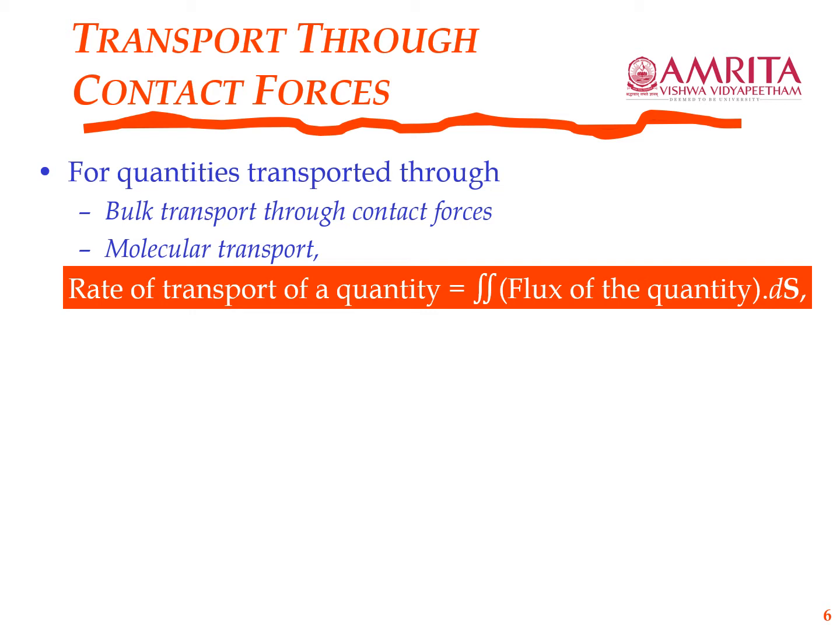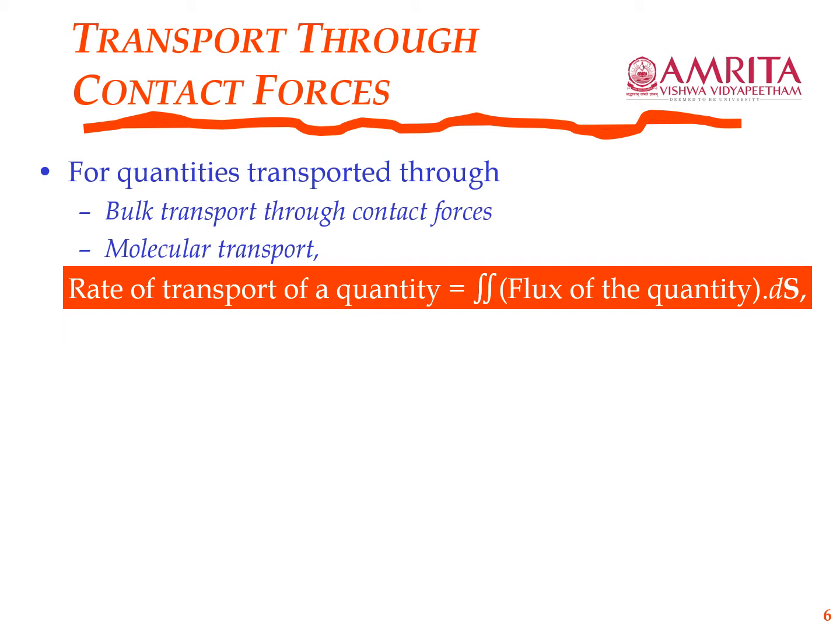If the wire's cross-sectional area is 10 centimeter square, then 10 into 1 ampere per centimeter square, the current flowing is 10 amperes. So now the rate of transport therefore becomes an extrinsic quantity, whereas the flux becomes an intrinsic or a point quantity. Now, which point? Since this is through contact forces, it is the point on a surface, isn't it? So of an infinitesimal surface area ds.